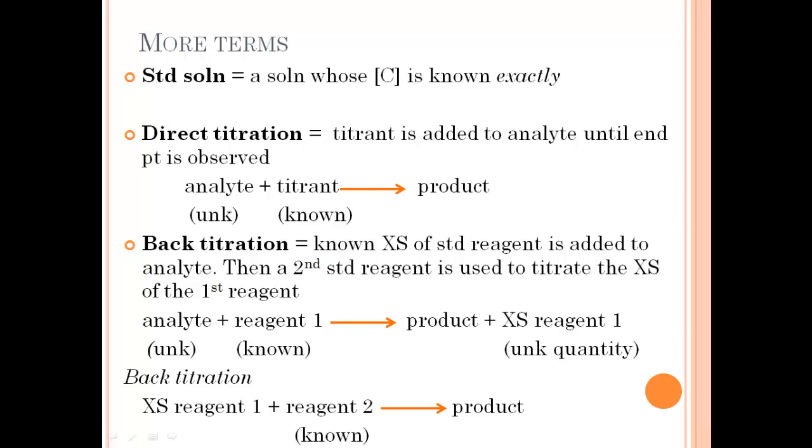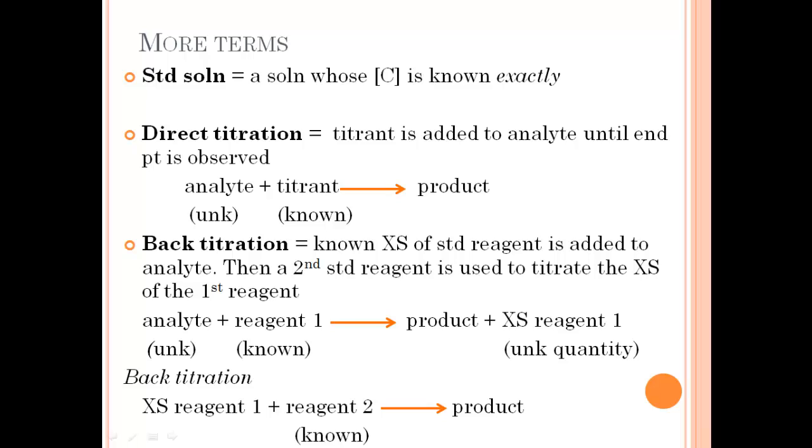What's a direct titration? Well, that's pretty easy because that's the normal titration that everyone is exposed to first. A titrant is added to the analyte until an endpoint is observed. So you have your unknown, which is your analyte, you have your titrant, which is in the burette, and that's your known, and you get a product. And then you can kind of calculate anything you need. Once that titration is complete, you can calculate anything you need about your analyte.